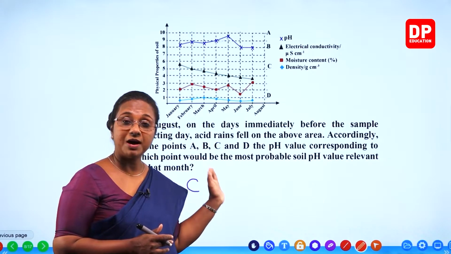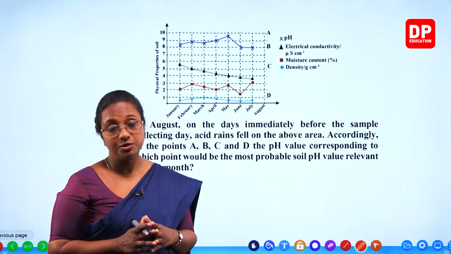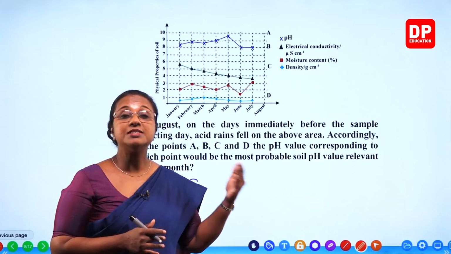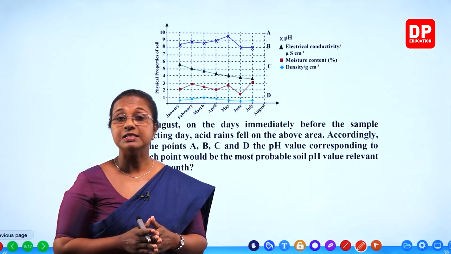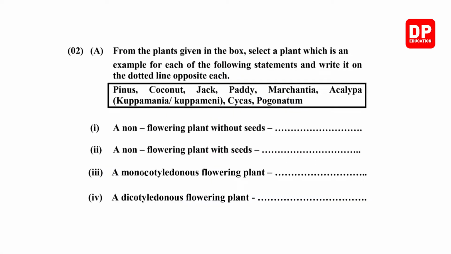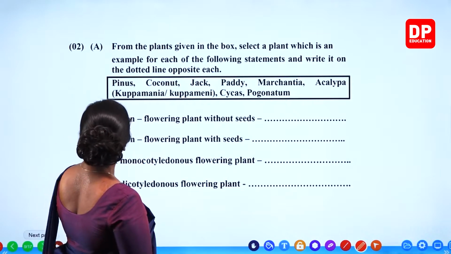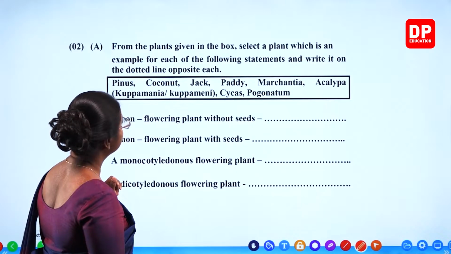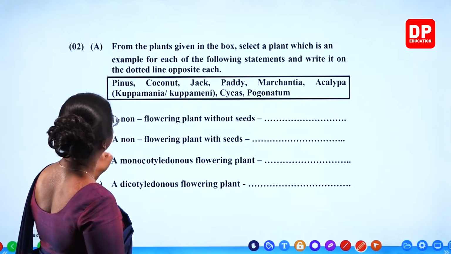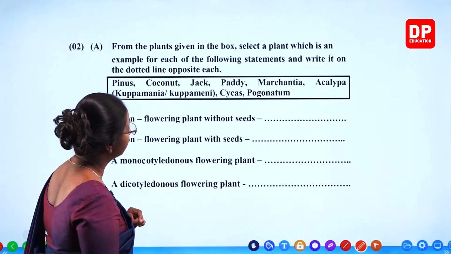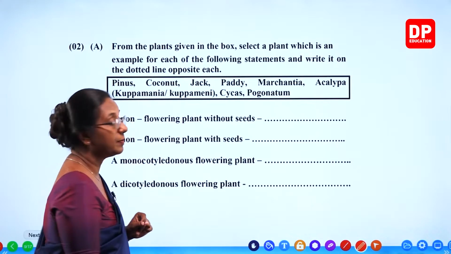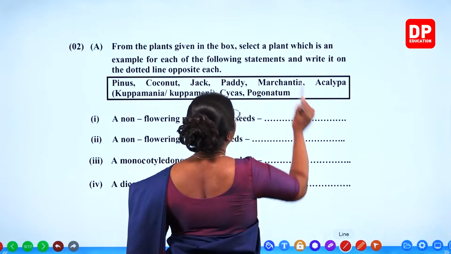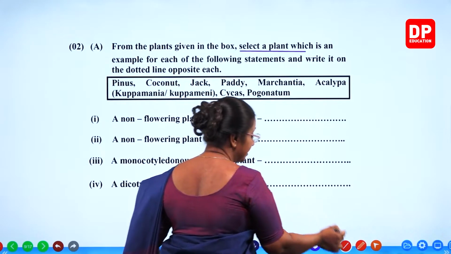Now you saw it had part A, part B, both related to pollution. I'm going to move on to the second question of part A of the second paper. Then question number 2, A part. Now you all know the second question of part A of the second paper is also a biology related question. If you read the question, from the plants given in the box, select a plant which is an example for each of the following statements and write it on the dotted line opposite each. So you have to select one example.